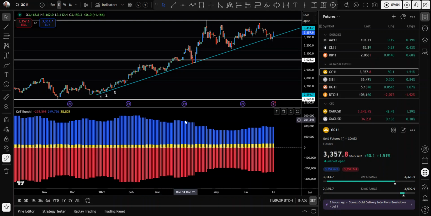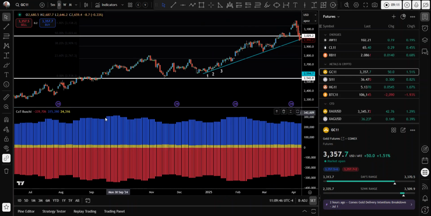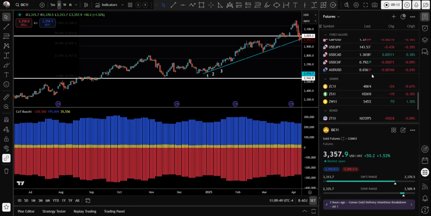They're closing positions for profit taking, or maybe for another reason, right? Possibly a change in trend. So keep that in mind.